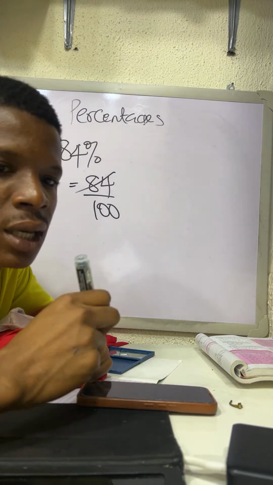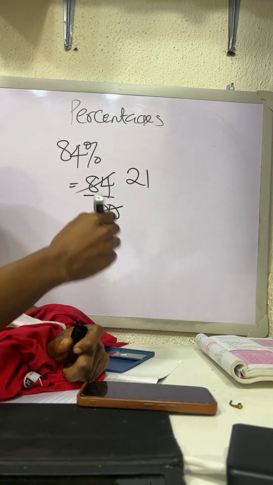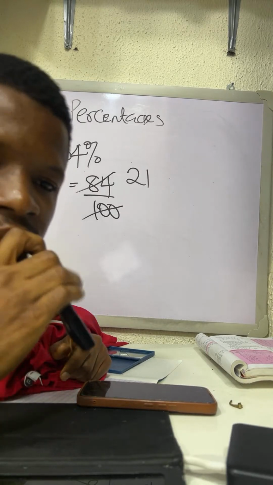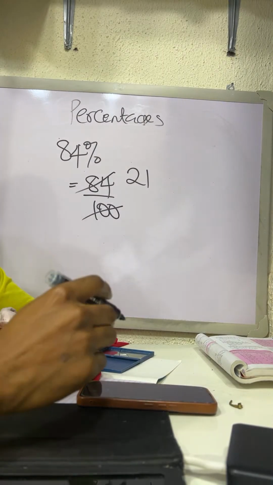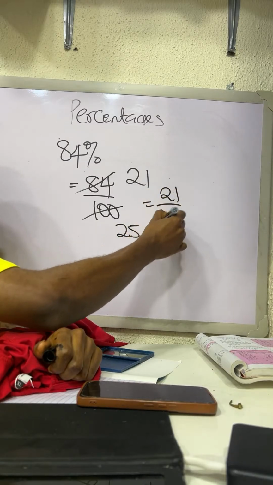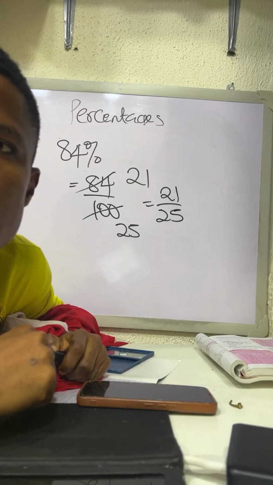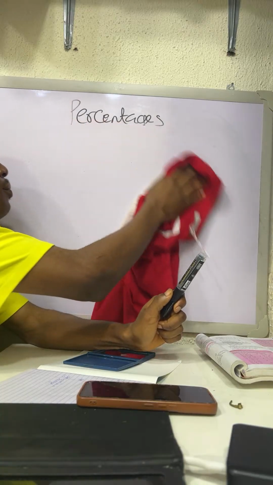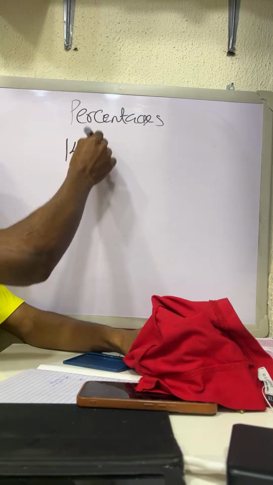So the answer is 21. If you divide 100 by 4, what do you get? 25. So the answer is 21 over 25. So this is very simple. Okay, good. So we have the next one, which is 14%.